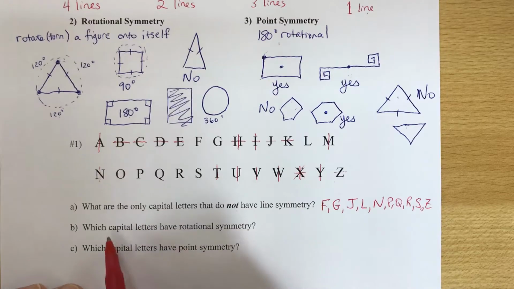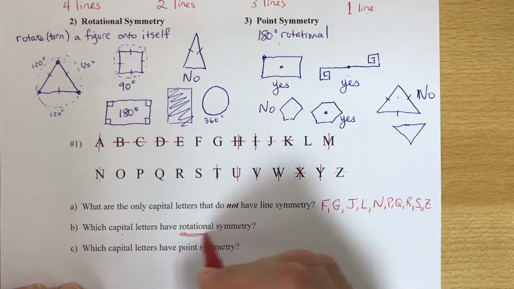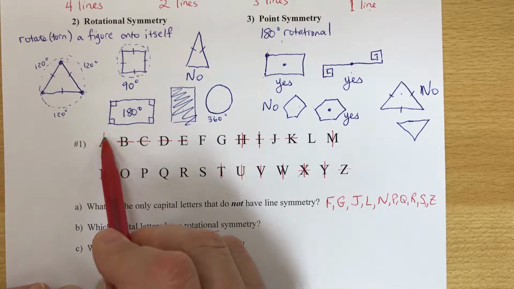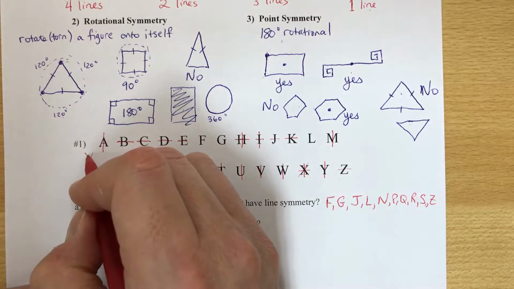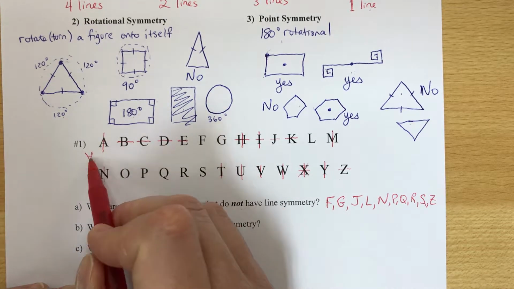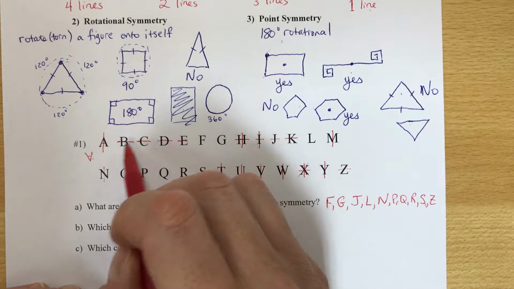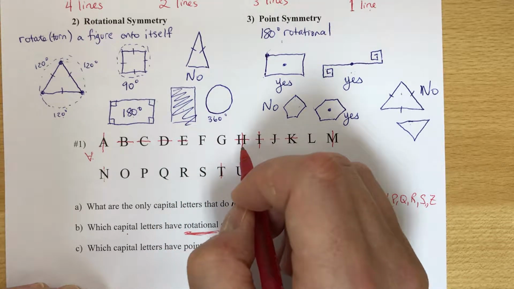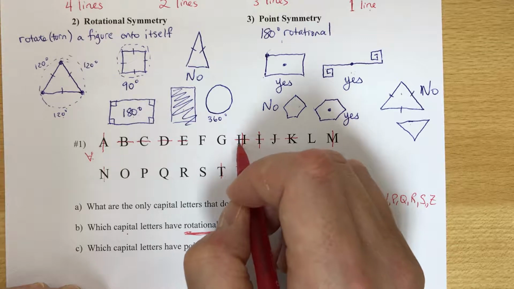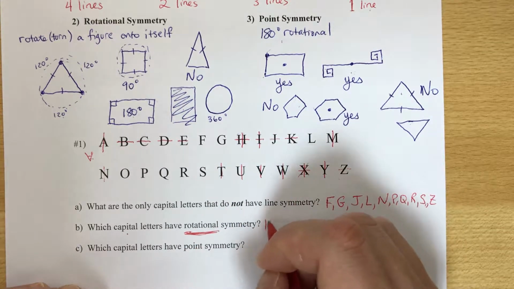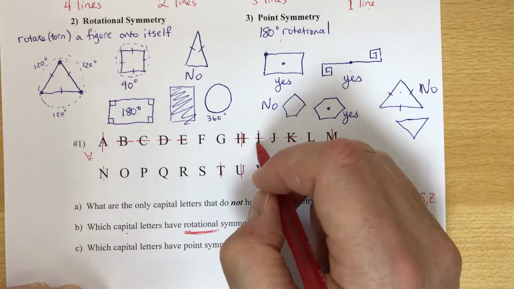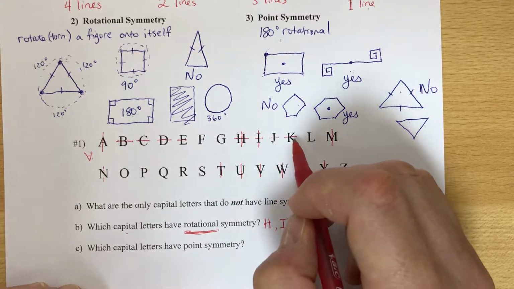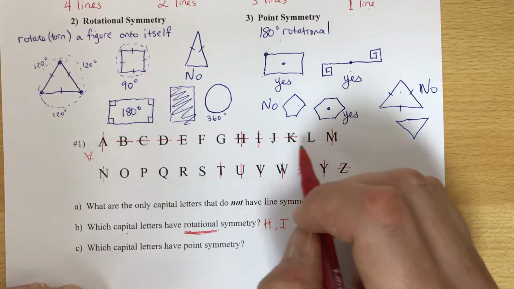For line symmetry, which capital letters have rotational? Now that means we can turn it and we'd see the same thing. A does not have rotational because you could try 180, but that would turn it upside down. That's not the same. Rotational would be H. You could turn it 180 degrees, and this would go to here, and this would go to here. I, you could do 180. No. K would not work.